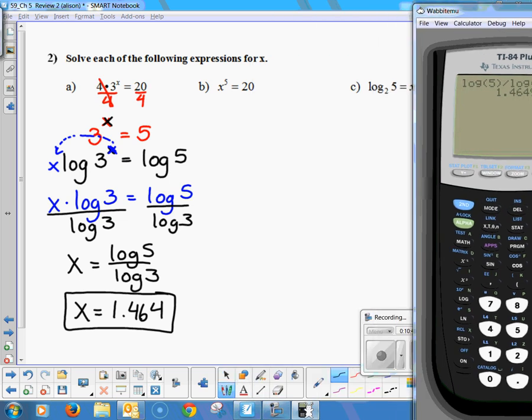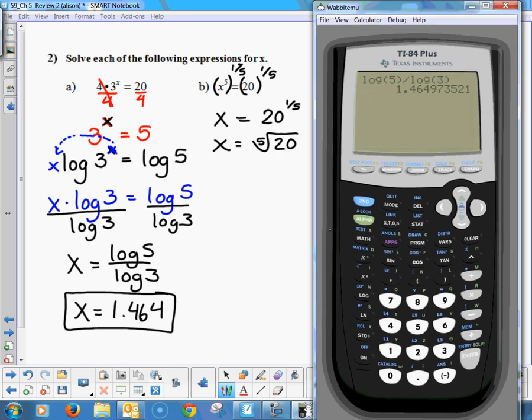Well, here we do have an exponent. It's 5, and so if we want to undo that power of 5, we would raise both sides to the 1/5. And so I get x equals 20 to the 1/5. And this is just a calculator problem. You could say x equals the 5th root of 20, whatever floats your boat.